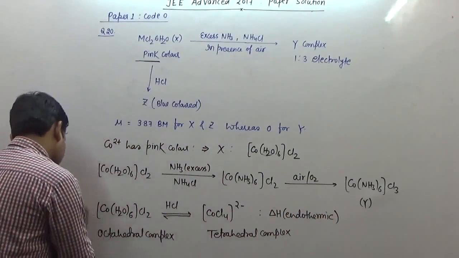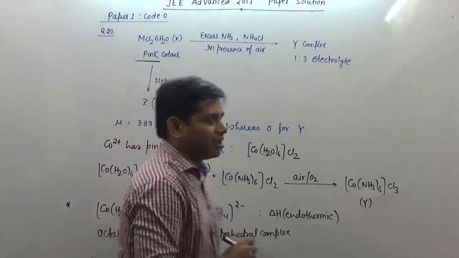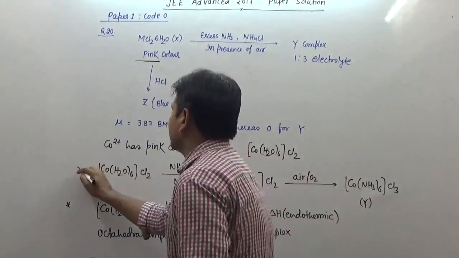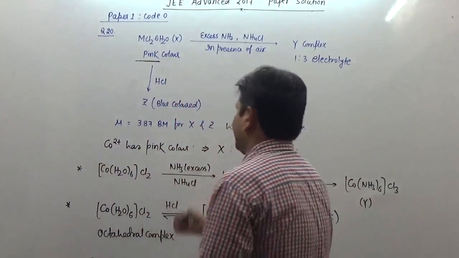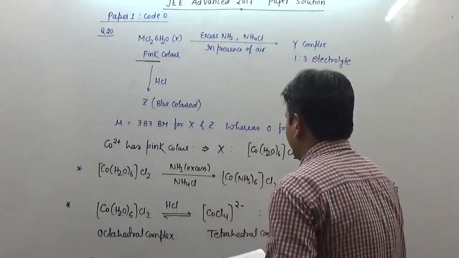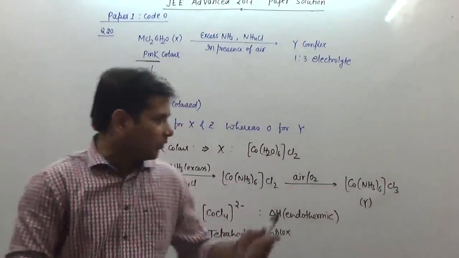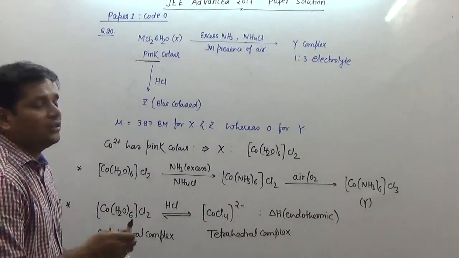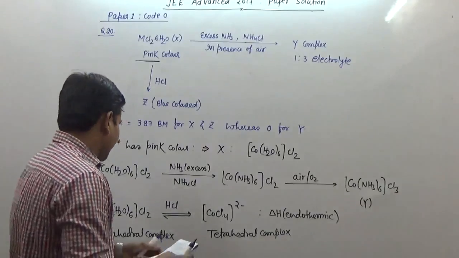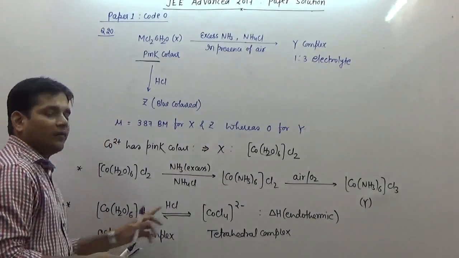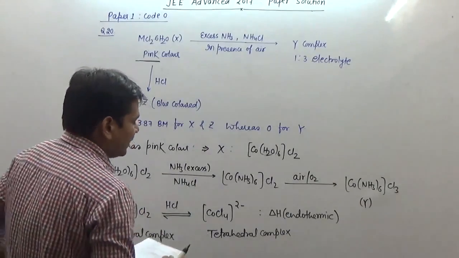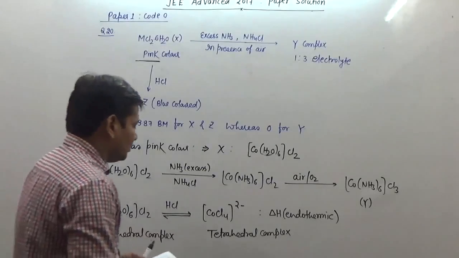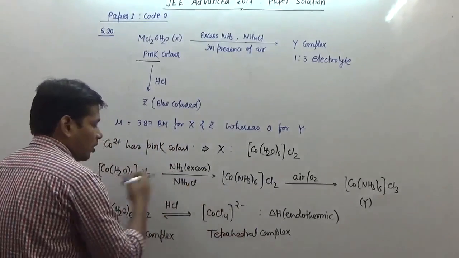This is the most difficult portion of this question. In this question, a student can easily predict the first part, that is when we react X with excess NH3 and NH4Cl, [Co(NH3)6]Cl2 is going to form, and then after oxidation with air it goes to the +3 oxidation state. But if we pass HCl, the coordination number 6 will convert into coordination number 4. This is the difficult part of this question. I will consider this question as a difficult one because of this revision, because of this problem.